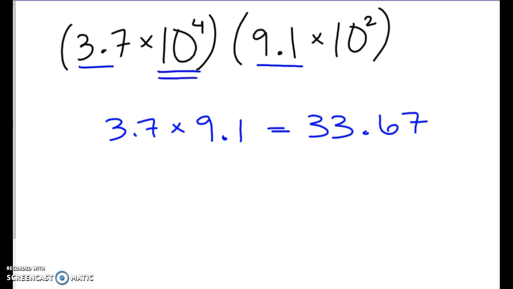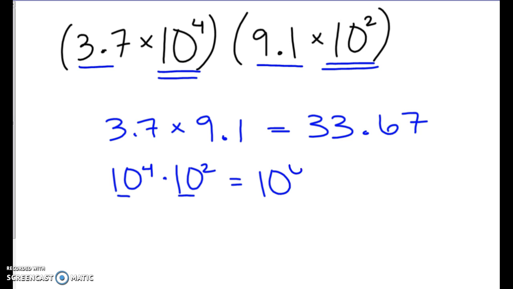And then we're going to go ahead and do 10 to the 4th times 10 to the 2nd. Same base, we add 4 and 2 to get that 6. And then we're going to combine those two. Is 33.67 times 10 to the 6th in scientific notation?